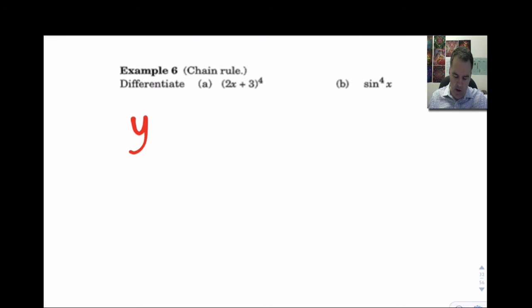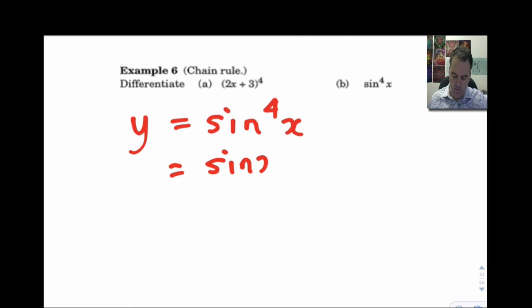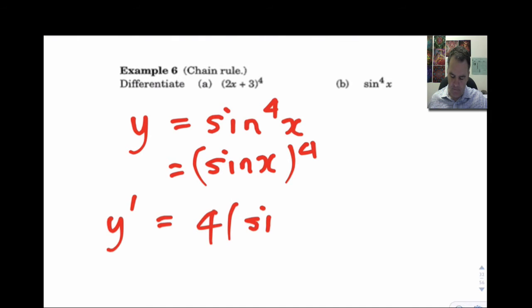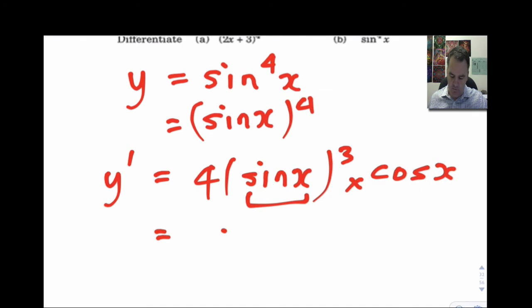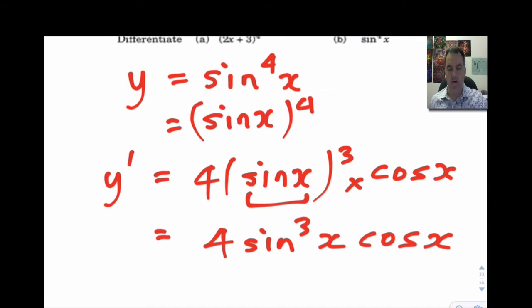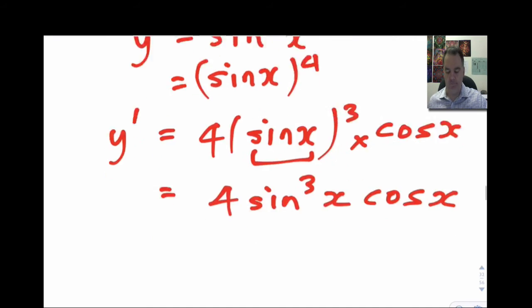So if we have y equals sine to the 4 x, which is the same as sine x to the power of 4, then the derivative is going to be 4 sine of x cubed times the derivative of sine x, which is cos x. So I can write that as 4 sine cubed x cos x. So there's another one done using the chain rule.